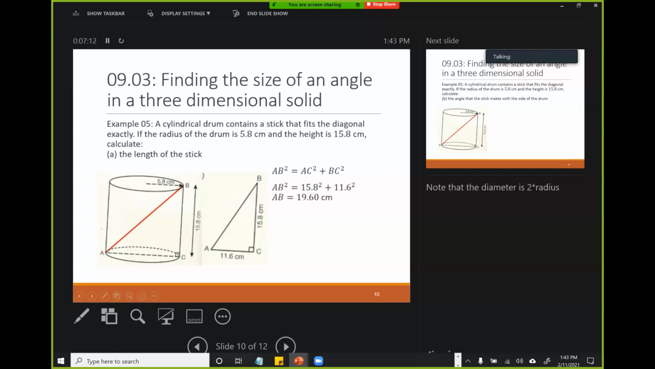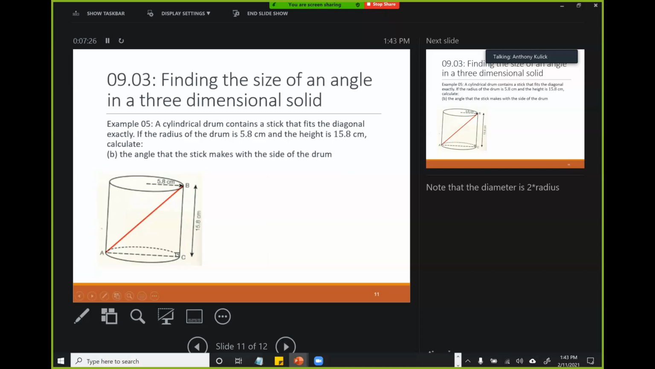So the side of the drum and the stick is talking about this angle here, right? So that's the angle ABC that we're looking for. Everybody see that? Make sure you're reading carefully and looking at the picture carefully for some of these when they don't indicate where the angle is.